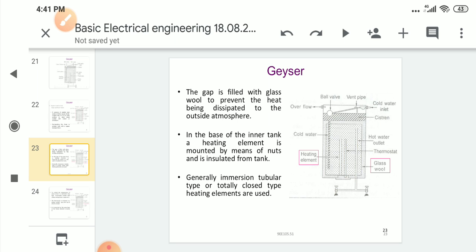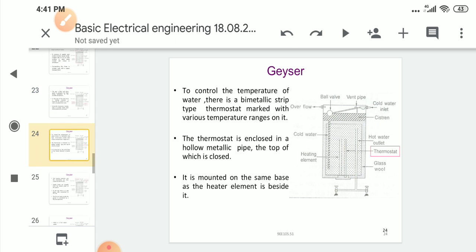In the base of this inner tank, a heating element is mounted by means of nuts and is insulated from the tank. Generally, immersion, tubular type or totally closed heating elements are used. Here our heating element is nichrome.